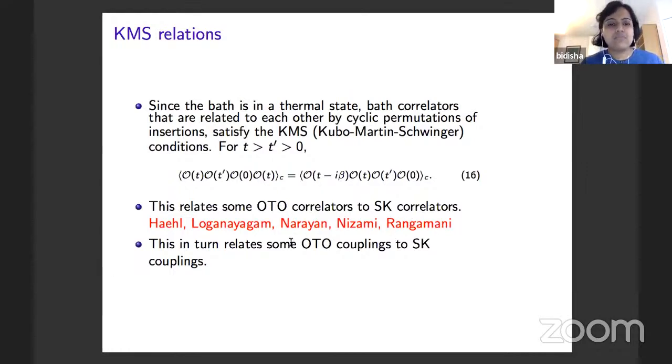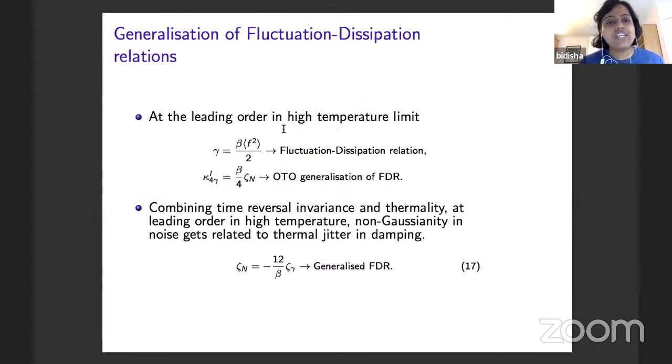And this observation was made before in a paper by these authors, that under KMS, OTO correlators get related to Schwinger-Keldysh correlators. And in our work, we have realized that again, since these effective couplings can be expressed in terms of bath correlation functions, under KMS also, some of the OTO effective couplings get related to Schwinger-Keldysh effective couplings. And if you work at leading order in the high temperature limit, then under KMS, you will see that this holds true at large temperature between dissipation and noise, and also for the OTO effective coupling. So this kappa 4 gamma 1 was an OTO effective coupling and zeta n was a non-Gaussianity. So under KMS conditions, these two effective couplings get related to each other, which we call an OTO generalization of the fluctuation dissipation relation.